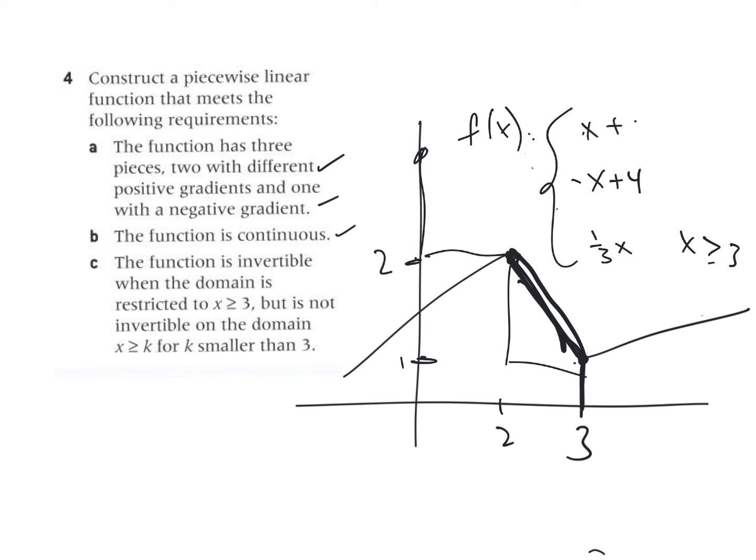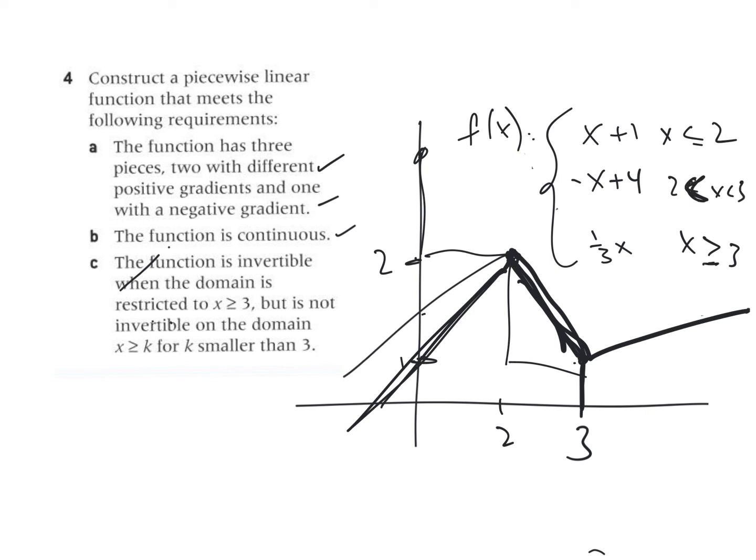positive x plus 1. Oh, positive x plus 1 will work, and granted it's going to go through this point, and then I have this scenario here where this is for x that is less than or equal to 2. This function is going to be from 2 less than x less than 3, and now it is continuous.